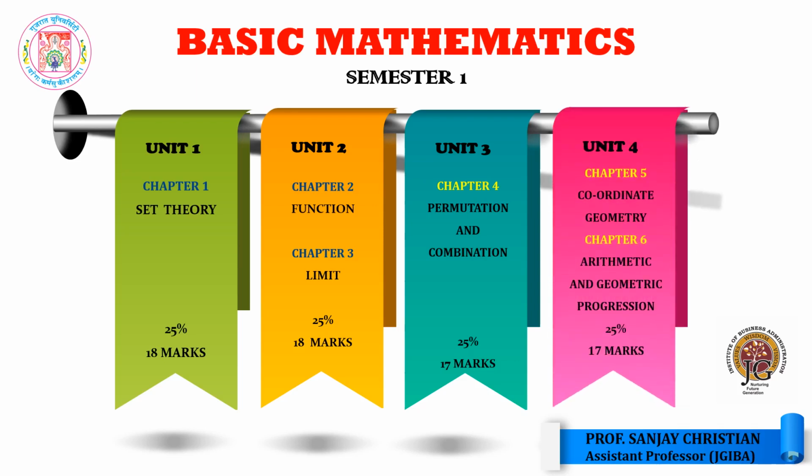Lastly, unit number 4 has 2 chapters. The first chapter is coordinate geometry and the second chapter is arithmetic and geometric progression. The weightage is 25 percent and a total of 17 marks is allocated to this unit. So a total of 70 marks will be there if we combine all the units.